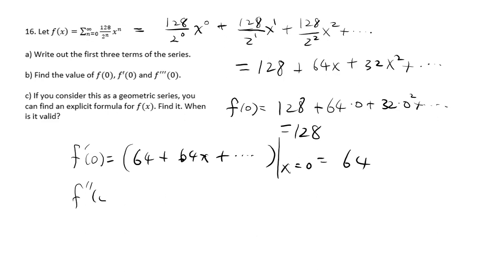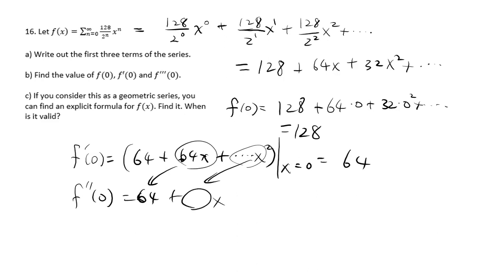How about f double prime? Well, if you differentiate again, then this one will become 64. And the other ones that have x squared in there are going to give you something times x, and so on. When you plug in 0 in there, then you're just going to get 64 by itself. So the answer will be 128, 64, and 64.